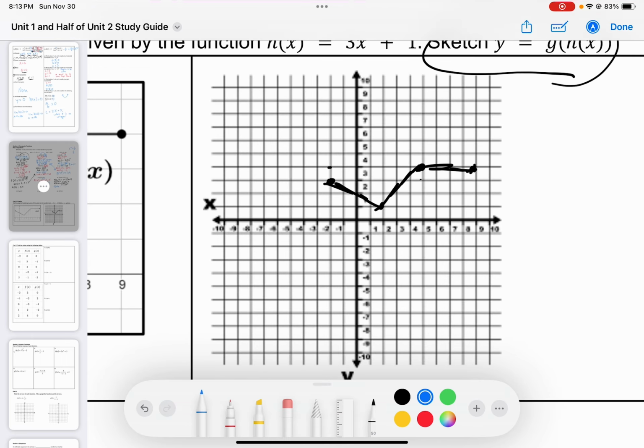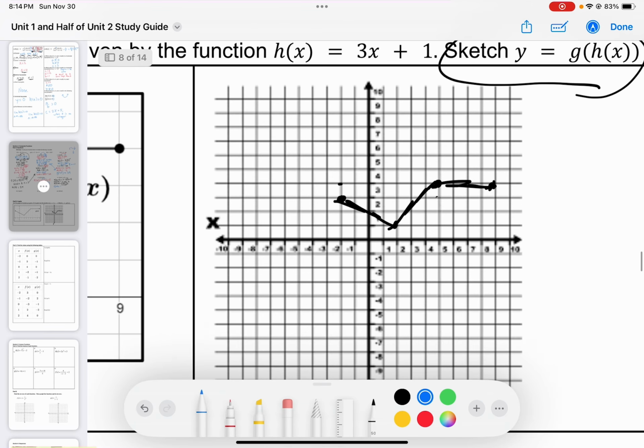So let's multiply by 3 this output, at negative 2. The output was 3 right here. So I'm going to multiply that by 3, go to 9. Add 1, that's 10. 1, 2, 3, 4, 5, 6, 7, 8, 9, 10. So 10 right here. Okay.